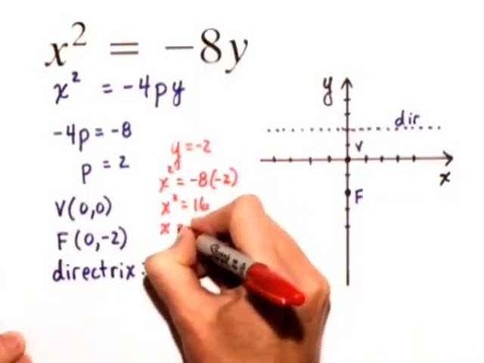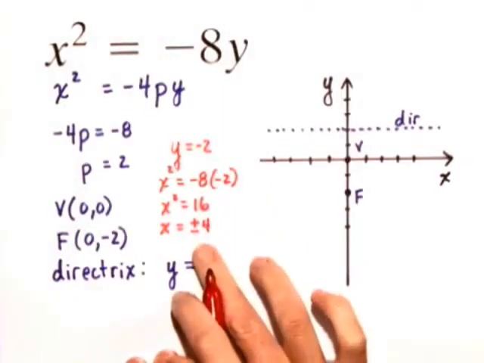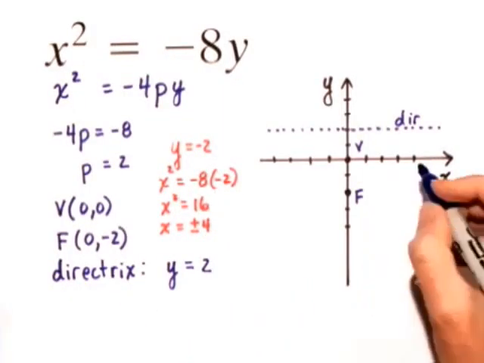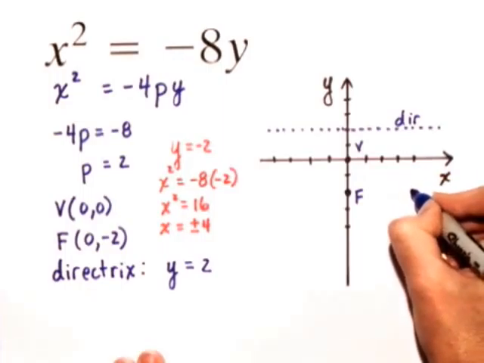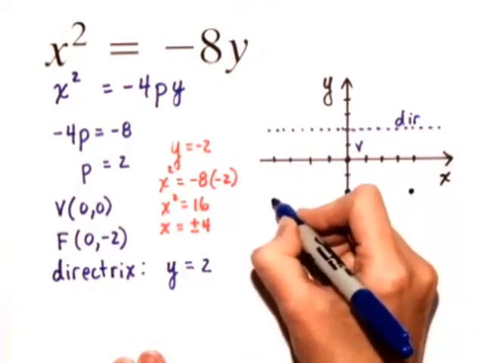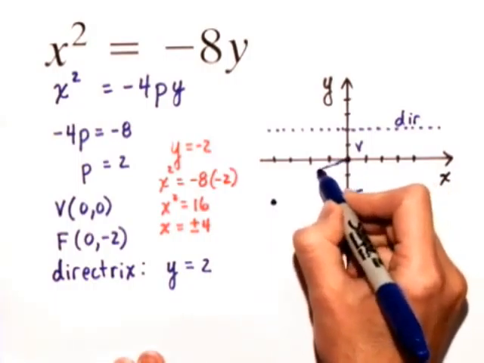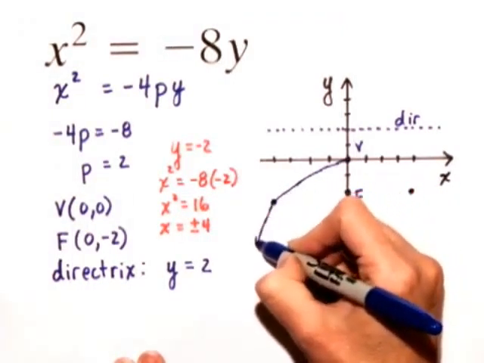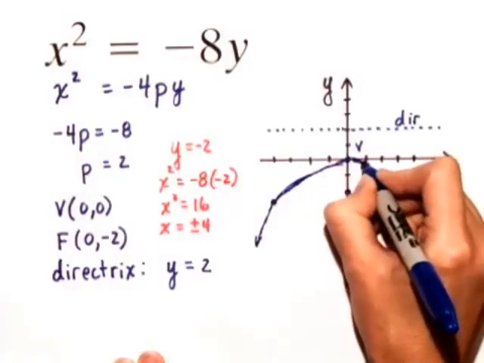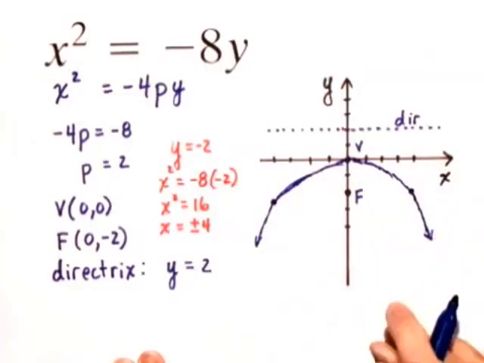This has 2 solutions. X could be positive or negative 4 if we take the square root of both sides. So in other words, when x is positive 4, the y value is negative 2. And also when x is negative 4, the y value is negative 2. So we can see how our parabola opens, and we can plot a smooth curve passing through the vertex and also through these 2 points that we just graphed.